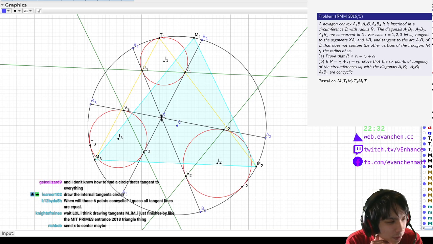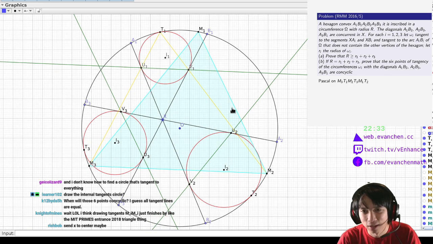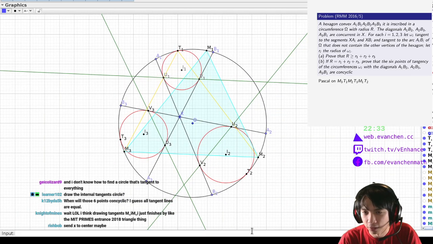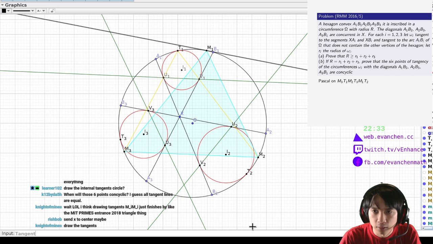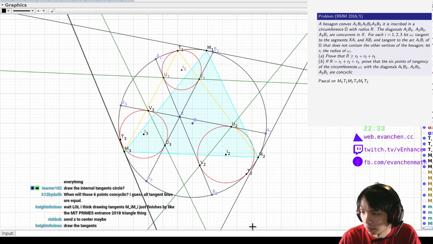I think drawing tangents at MI just finishes like Prime's entrance 2018 thing. What? Huh? Whoa, what? You want me to draw the tangents at each of the MIs? Okay, well now I'm gonna have to zoom out. Oh crap.